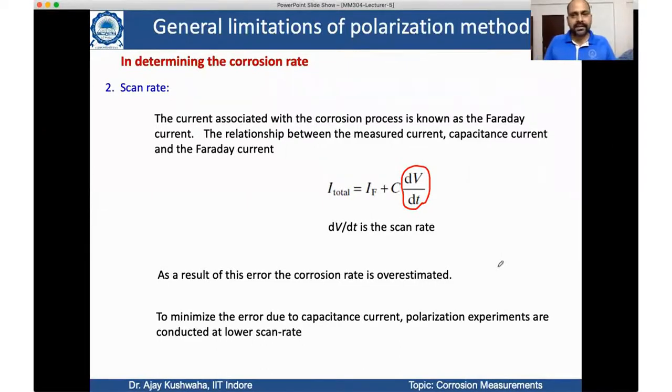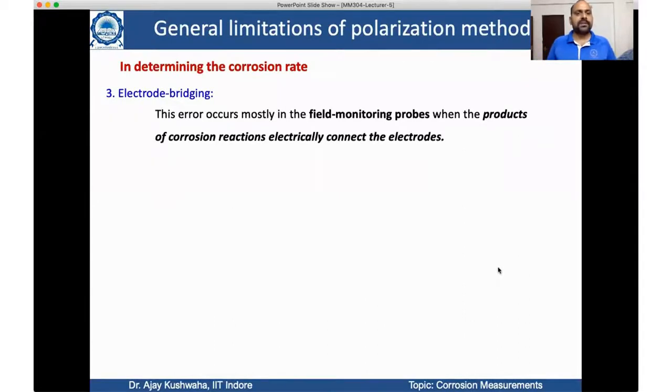The scan rate is also an important factor, and we should be very careful while choosing the scan rate during the measurement. Otherwise, it is also going to create inaccuracy in the corrosion rate estimation. Now see the next point, that is electrode bridging.